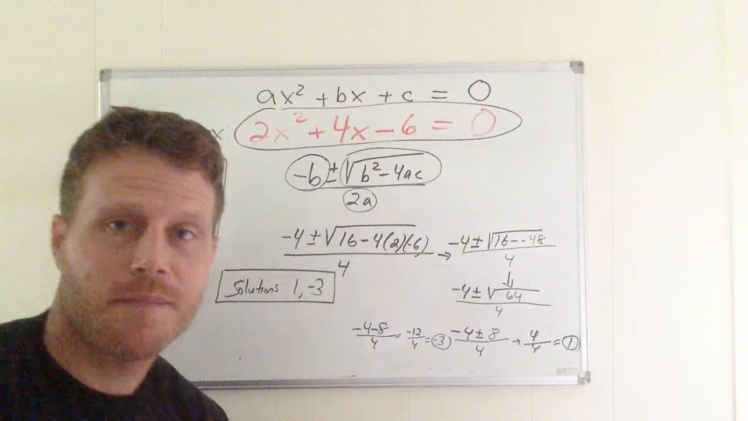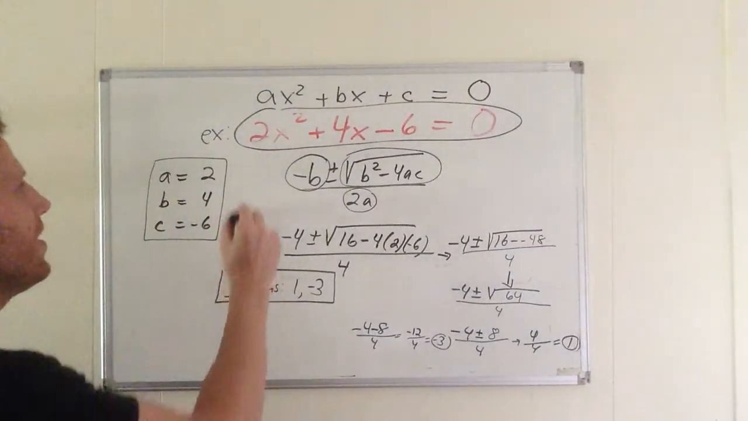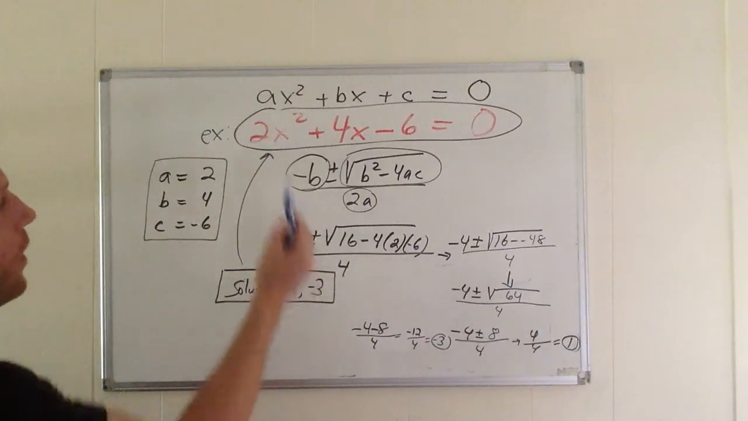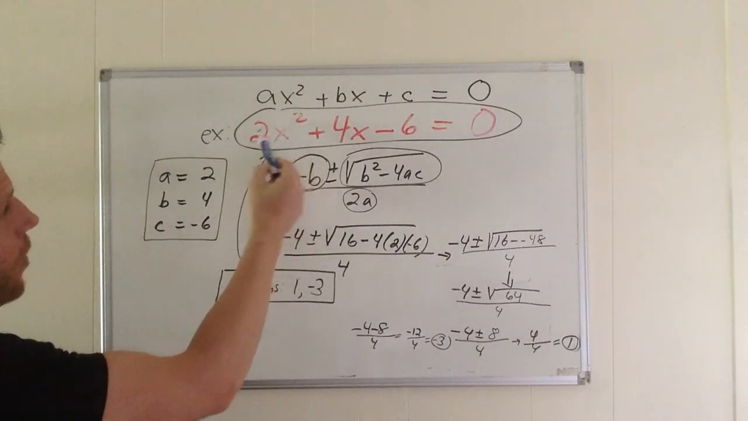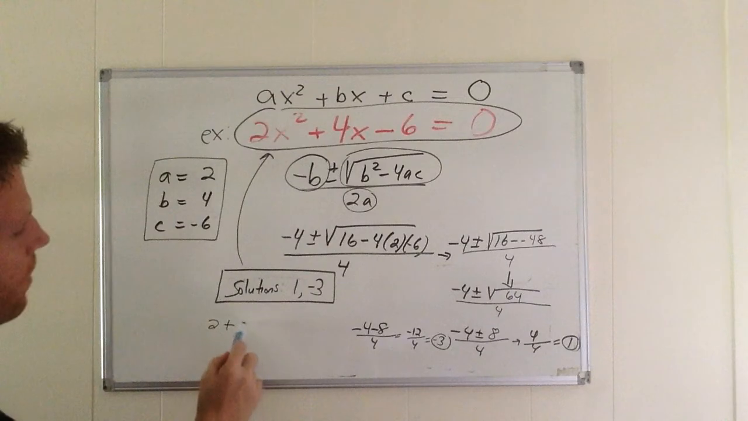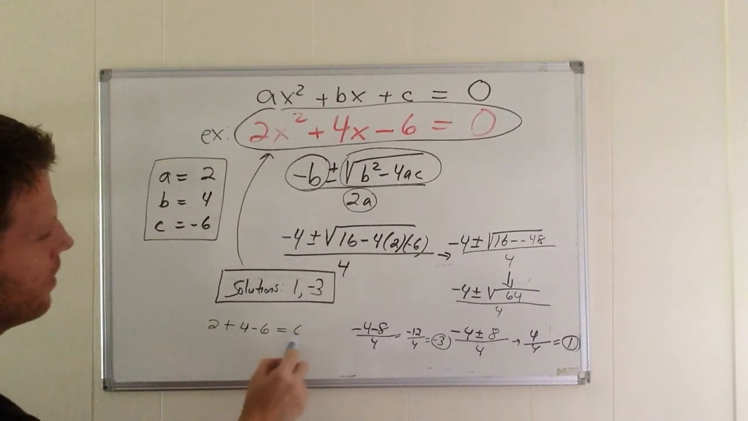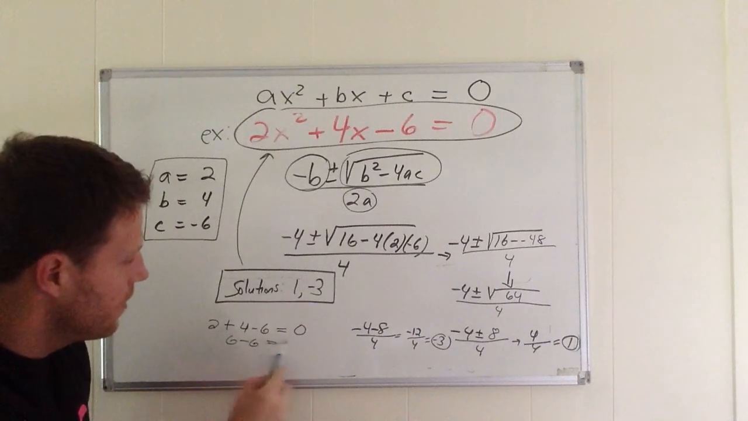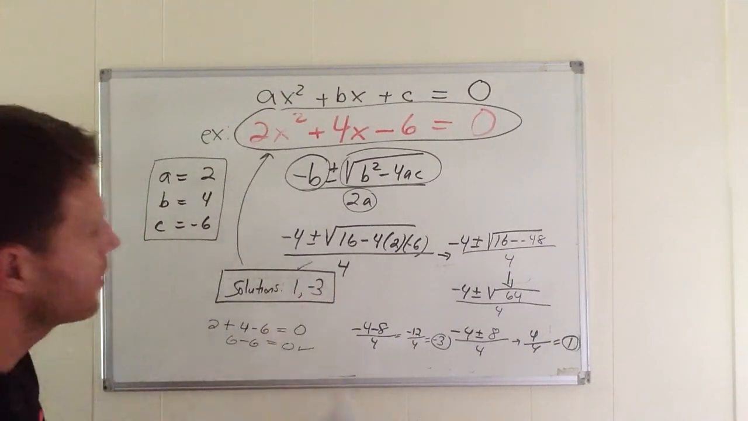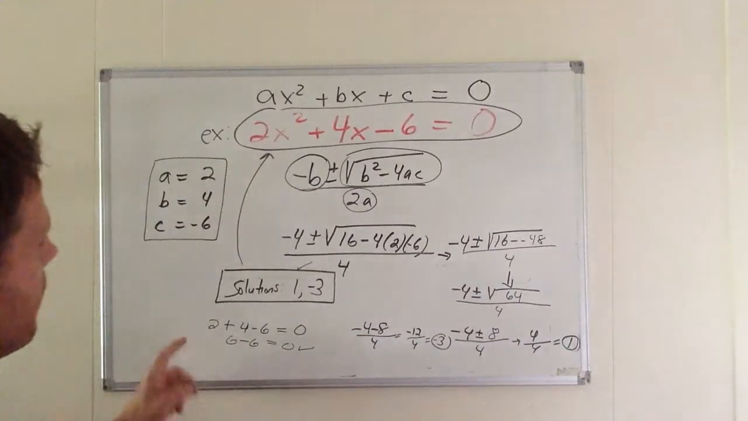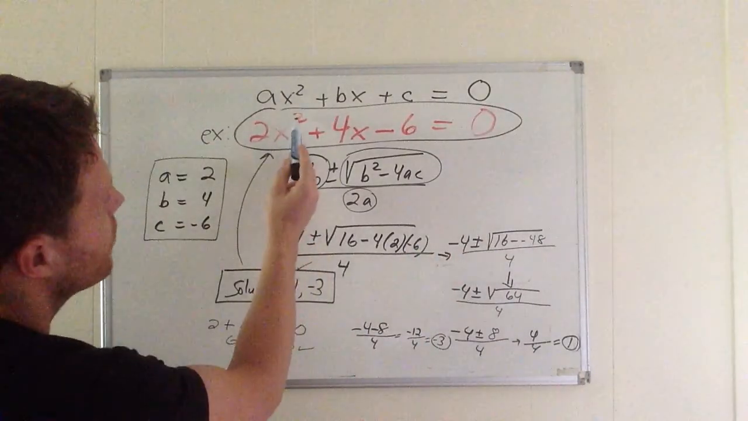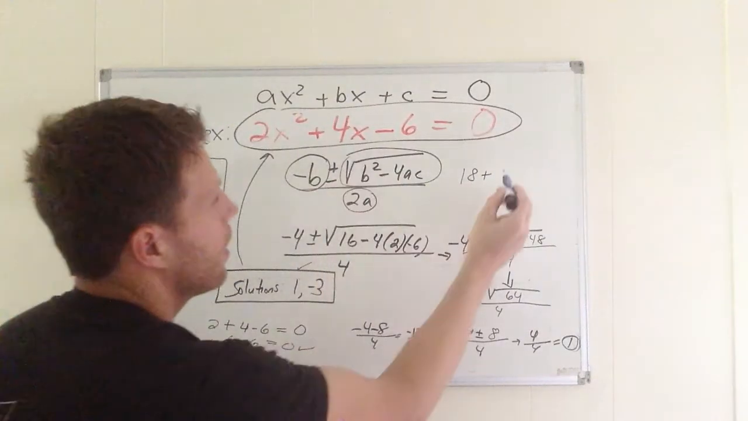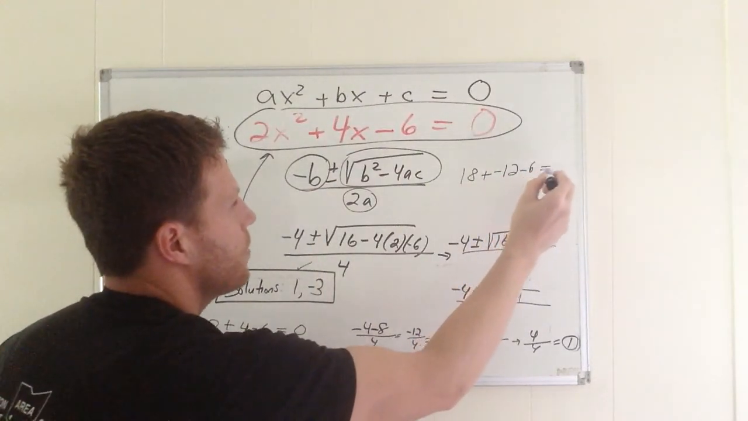How do I know it's a solution? Well, we're going to prove that. We're going to plug these back into the original equation and see if they check out. 1 squared is 1, multiplied by 2 is 2, plus 4, subtract 6 is equal to 0. Is this a true statement? Yes, it is. So that tells us 1 is a solution. It checks out. Next one: -3 squared is 9, multiplied by 2 is 18, plus a -12, subtract 6, equal to 0.